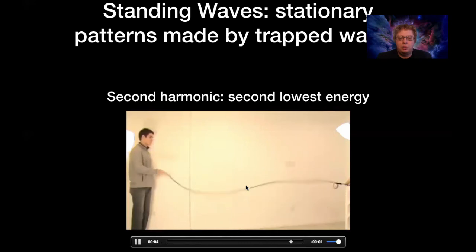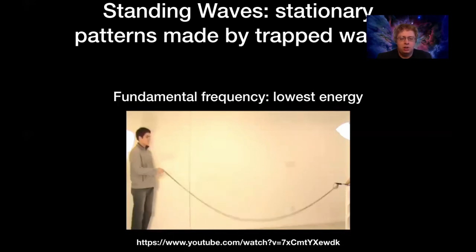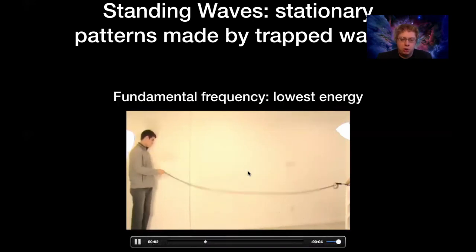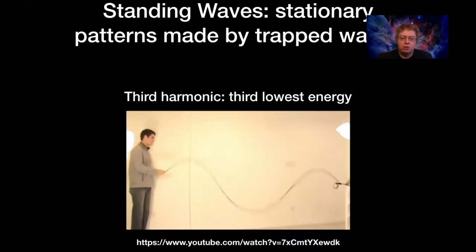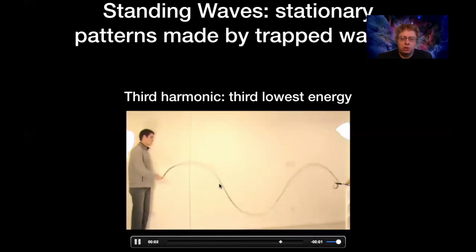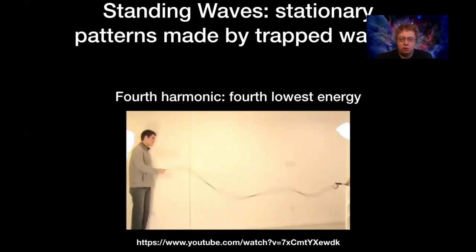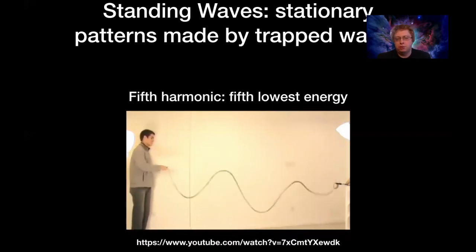So you have a pattern where there are 0 nodes, 0 places where the spring is staying stationary, basically. The entire thing is moving up and down at the same time. You have solutions where there's 1 node, where there's 1 location in the spring that's staying the same. You have solutions where there are 2 nodes. Here's a node here where the spring is basically staying the same. Here's another one over here where it's basically staying the same. You can have solutions with 4. You can have solutions with 5.